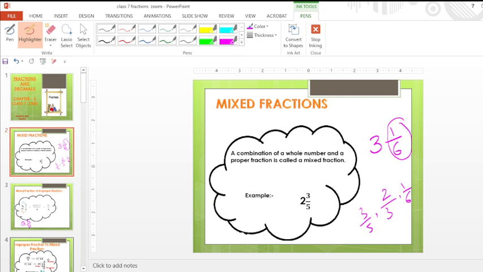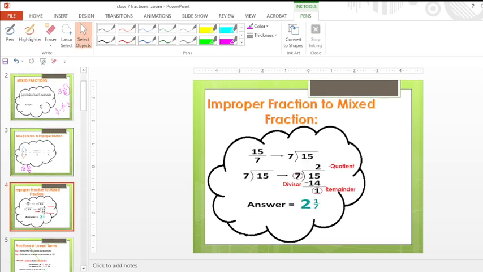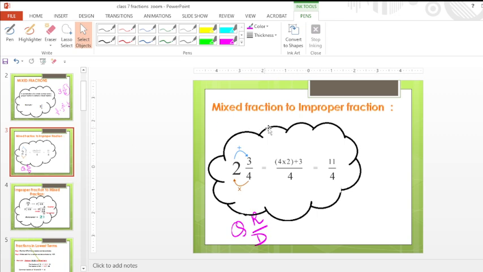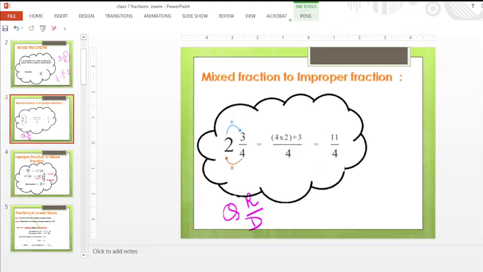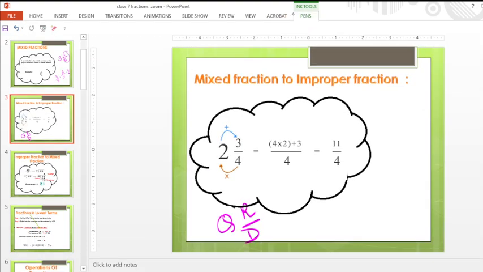So let's come to the next slide, how to convert mixed fraction to improper fraction. This is a mixed fraction. How do you convert it? You write quotient remainder upon divisor. This is how you do it. And now how we are going to convert mixed fraction into improper fraction.